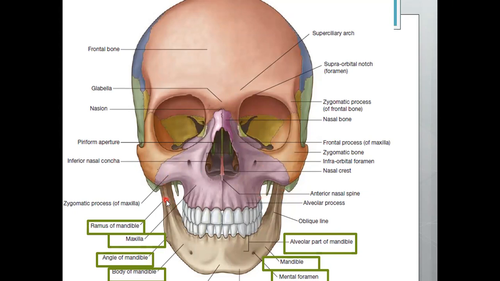So this lower part of the face, the lower part of the skull, this is the mandible. Here, this is the ramus of the mandible on each side. This is the oblique line of the mandible. These are the mental foramen, and this is the chin part, or the mental protuberance. And these tubercles are the mental tubercles.